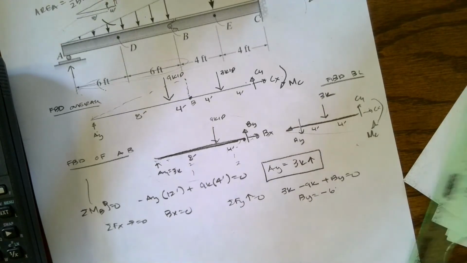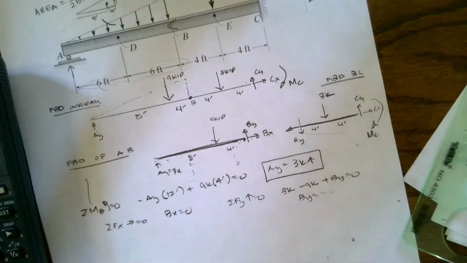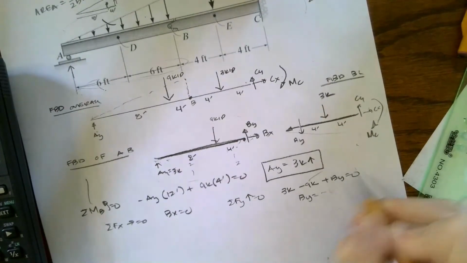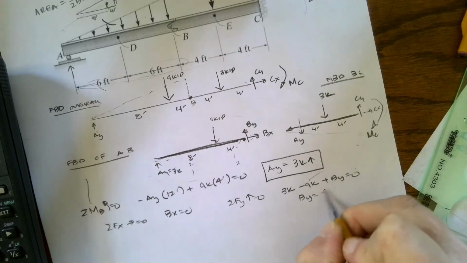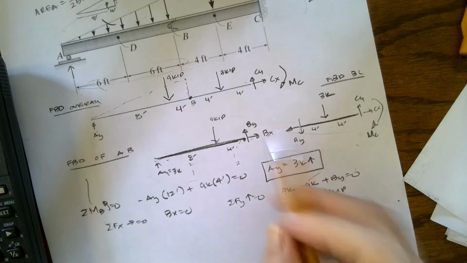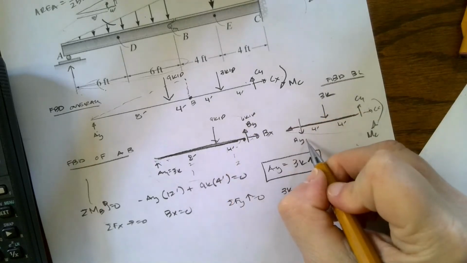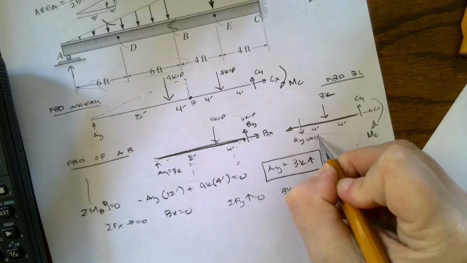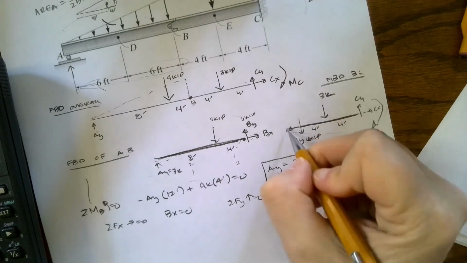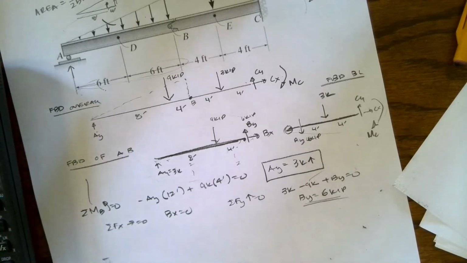Nope. Getting ahead of myself here, aren't I? If I keep BY here, it's positive. Take the negative over, the positive over, so I get positive 6 kips. That means this assumption of going up is correct. That means this assumption of going down is correct. Kips, and this has to be 0. So now we can go to free body diagram BC.